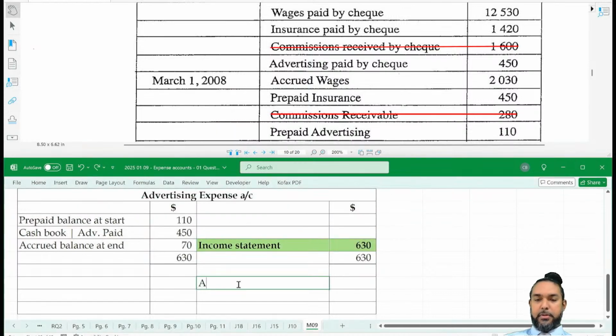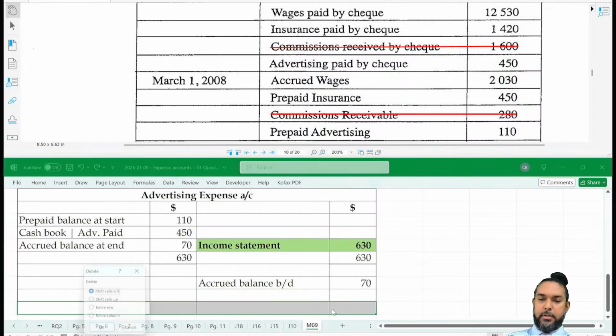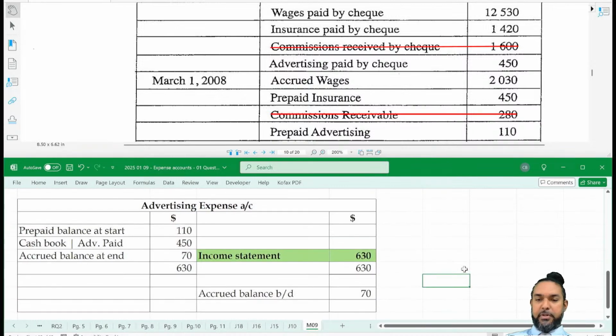And we'll show the accrued balance brought down, 70. Take that out. Cool. Okay, Zabi, what do you think about that? You okay with that? All right, Katie, what about you? You okay with that item there? All right, lovely. Okay, lady and gent, we're going to call it a day there.